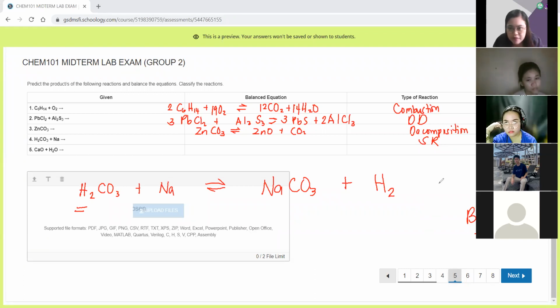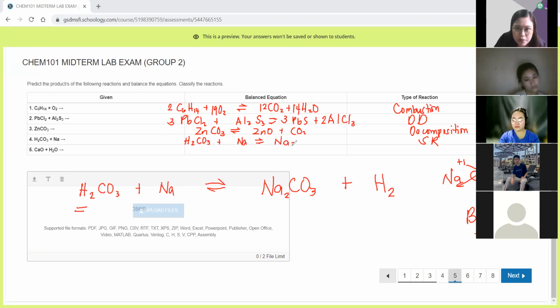Before you balance a reaction, you have to see to it that your chemical formula is correct. So sodium is positive 1, carbonate is negative 2. So we need to do crisscross here, which means the correct chemical formula of sodium carbonate is Na2CO3. So we put it here: H2CO3 plus Na yielding sodium carbonate, not bicarbonate, plus H2.